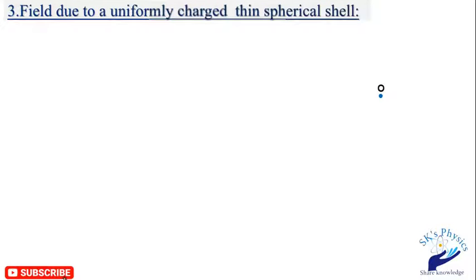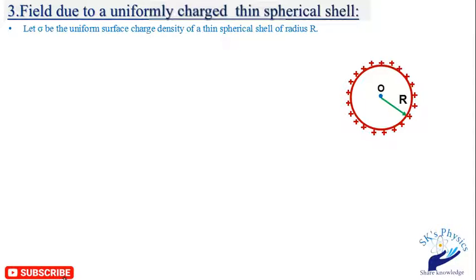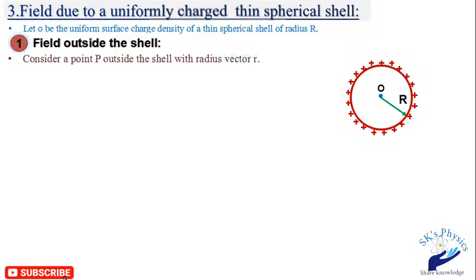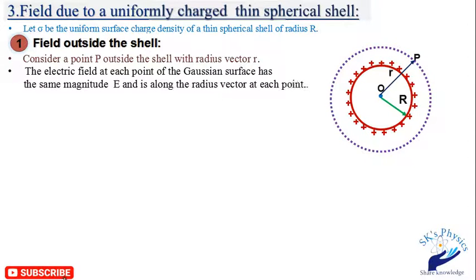Field due to uniformly charged thin spherical shell. Let sigma be a uniform surface charge density of thin spherical shell of radius r. First case, field outside the shell. Consider a point P outside the shell with radius vector small r. The electric field at each point of the Gaussian surface has the same magnitude. E is along the radius vector at each point.